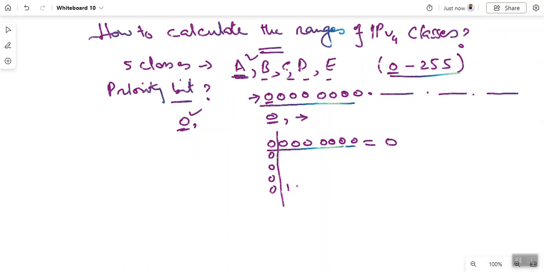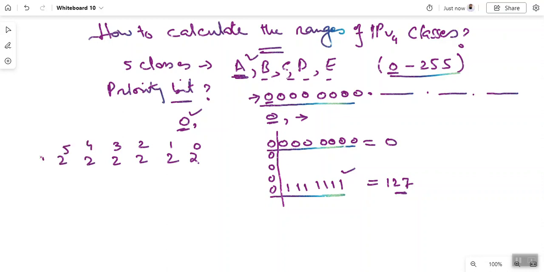And if all bits are ones, the value will be 127. How did we get this 127? We know the values of all these 8 bits. Starting from the right side, the first bit is 2 power 0, the second is 2 power 1, the third is 2 power 2, then we have 2 power 3, 2 power 4, 2 power 5, 2 power 6 and 2 power 7. These are the values of all 8 bits.